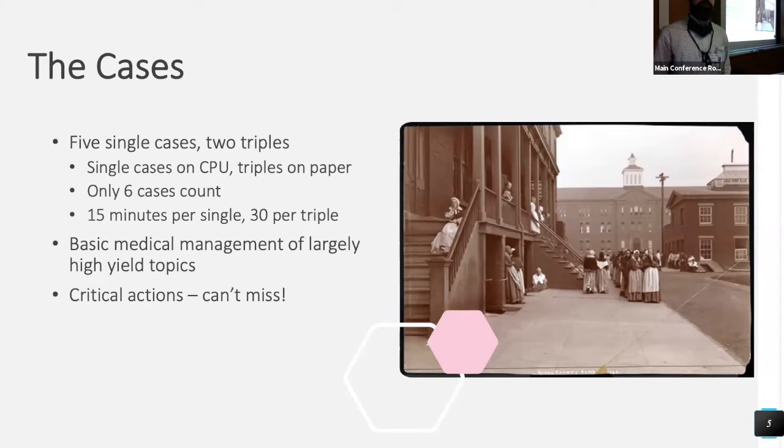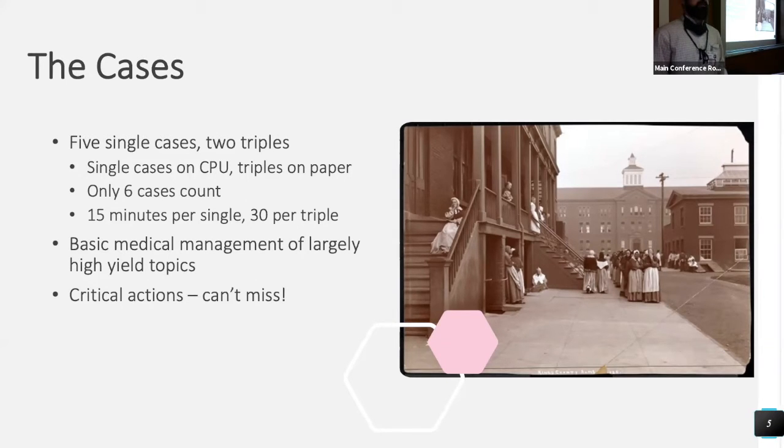In total, you get 15 minutes per single case and 30 minutes per triple. And these cases are designed so that you have way more time than you need to complete them at an easy pace. When I did my oral exam, I wasn't rushing. I had my pattern set up. I got through everything with plenty of time left at the end, usually around 5 minutes left for the singles and sometimes even more for the triples. And that's important to remember.